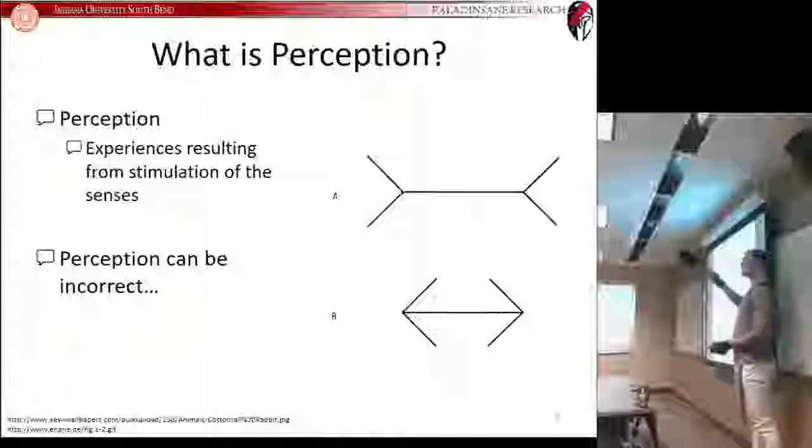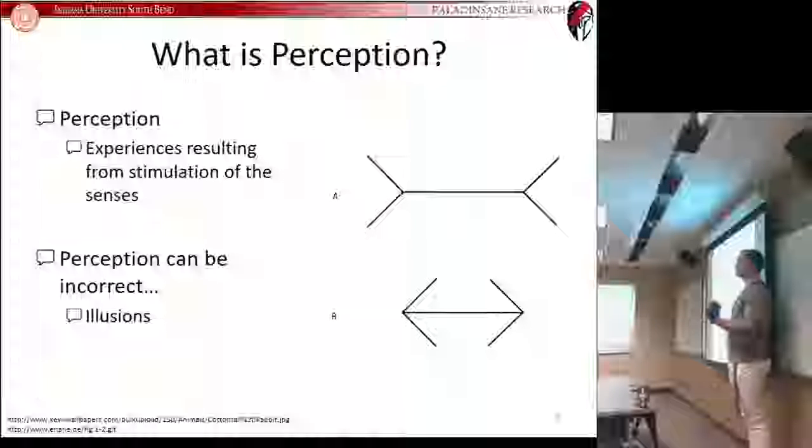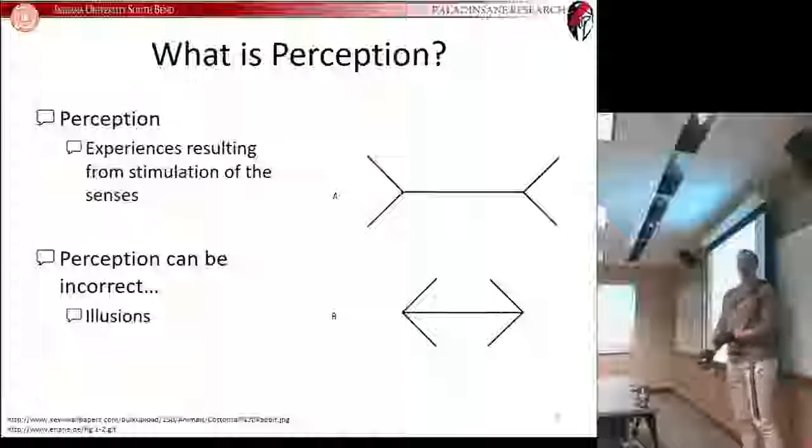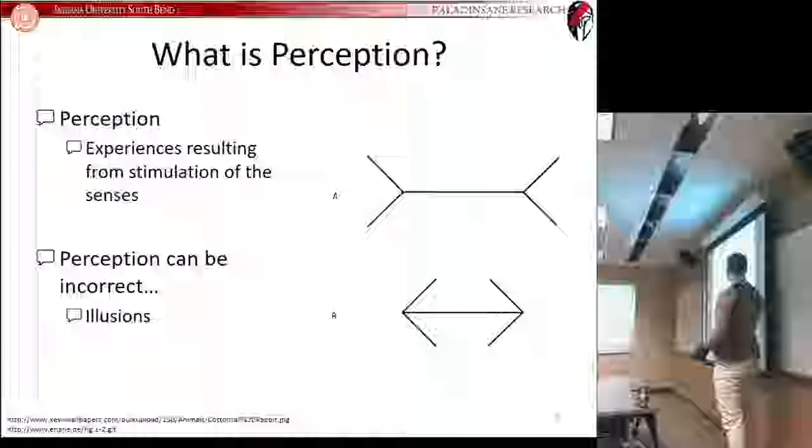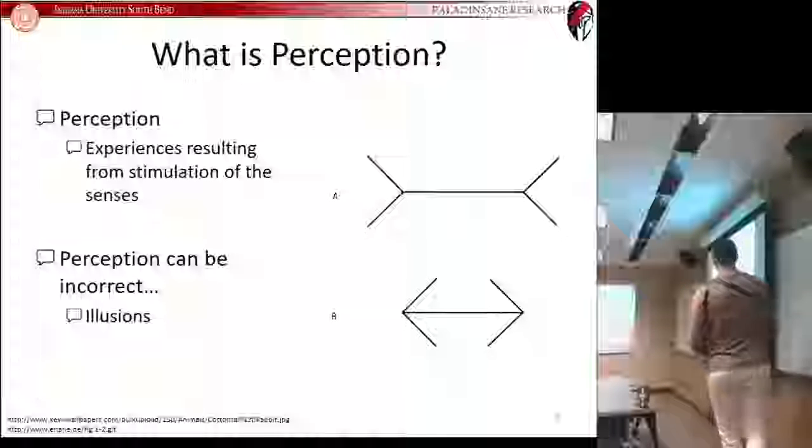So your perception is incorrect, and that's an example of an illusion, something where the external reality of the situation does not match your internal experience. So your perception is not correct in the sense that your internal experience does not match the external reality. The external reality is that these two are the same length. Your internal experience is that this one looks longer. That's incorrect. That's an illusion.